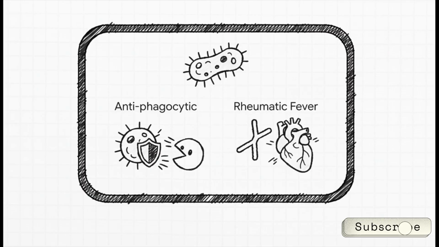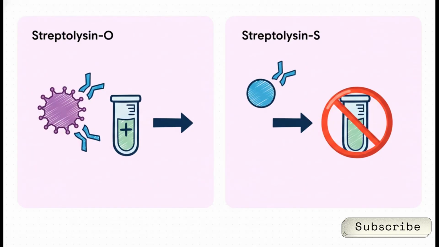Okay, first up, M protein. What is it? The principal virulence factor. What's its deal? It's anti-phagocytic, and its cross-reactivity is the link to acute rheumatic fever. Got it? Next, the toxins. Streptolysin O. It's antigenic, so we have the ASO test. Streptolysin S. Not antigenic, so there's no test for it.